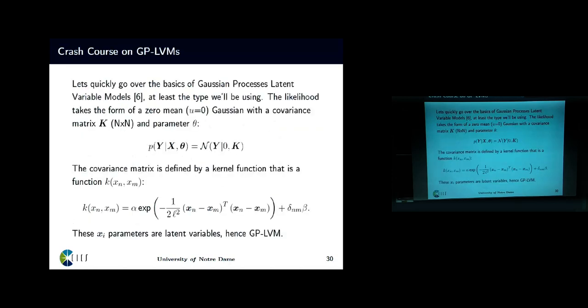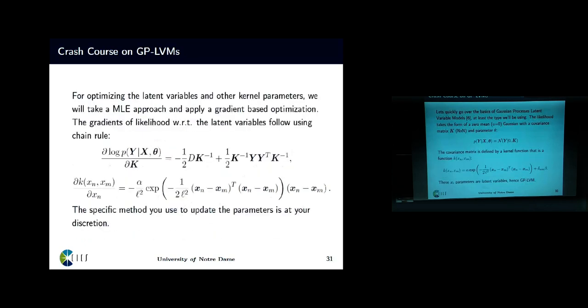If you're like me and you're not too well versed on Gaussian process latent variable models, we won't go over it in depth. The key principle is that you represent your likelihood through a zero mean Gaussian, and your covariance matrix is defined through a kernel function down here. The key thing that makes this a latent variable model is that this kernel function is governed by latent variables. Of course, we need to optimize these latent variables, so we need to tune this model to get desired results. That is done through gradient-based optimization.